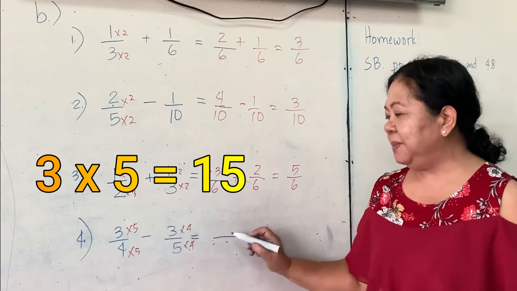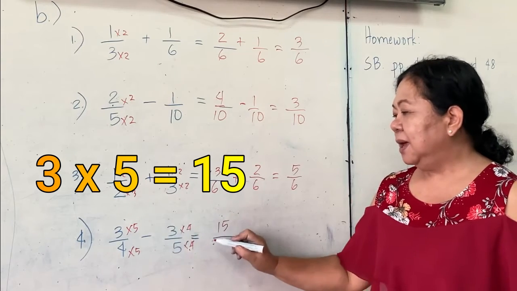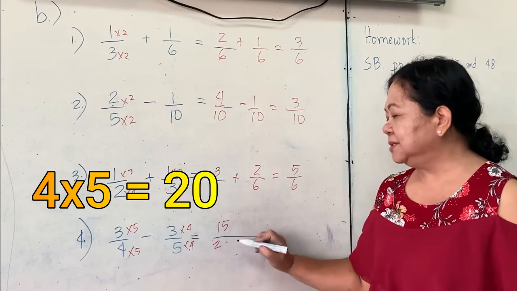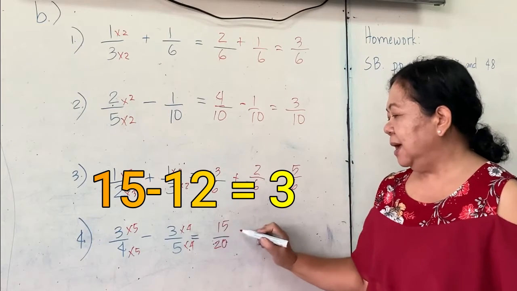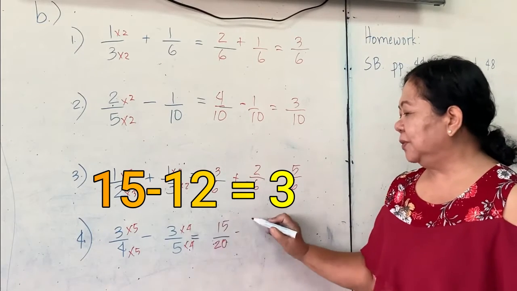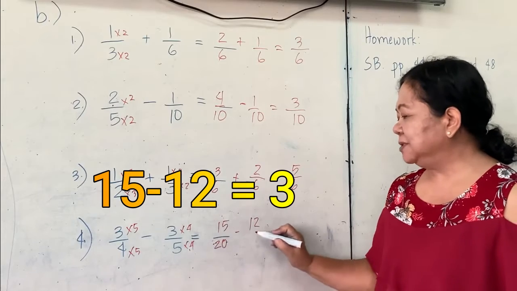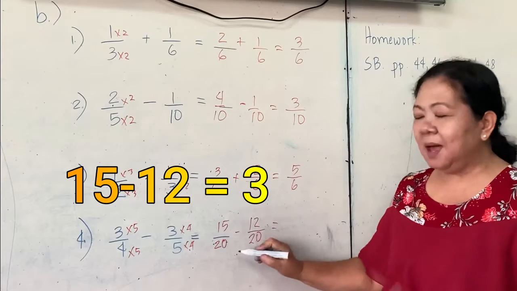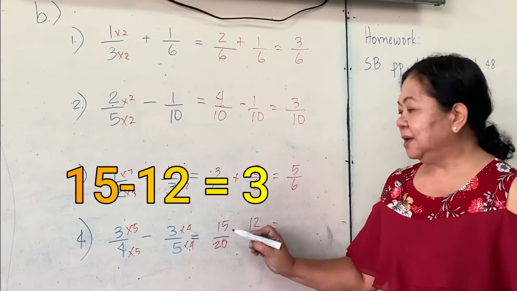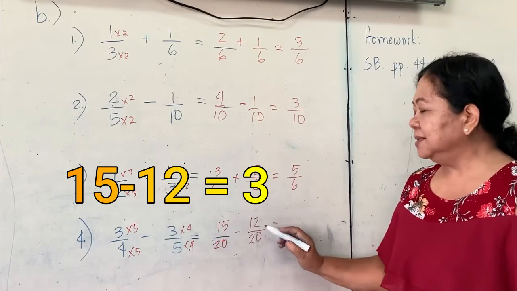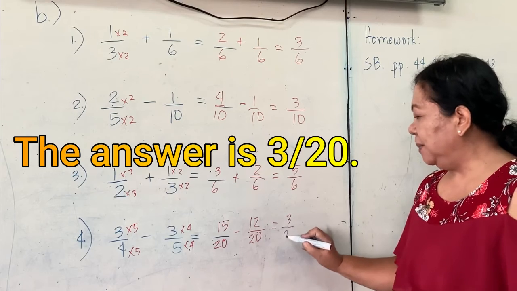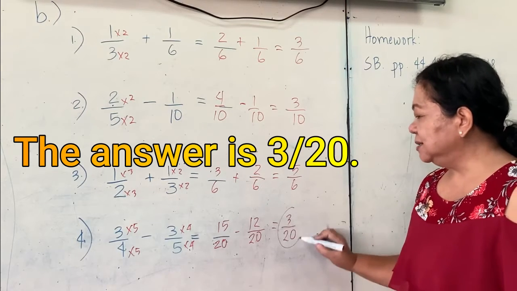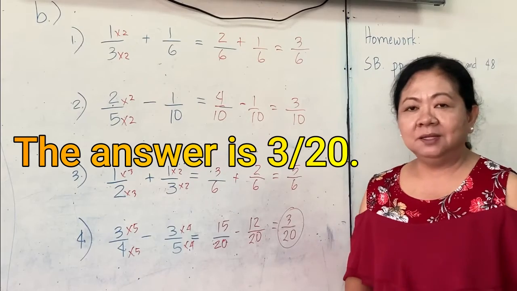3 times 5 is 15. And 4 times 5 is 20. Then, minus 3 times 4 is 12. 5 times 4 is 20. Now, we have the same denominators, 20. So, 15 minus 12 is 3 over 20. So, the answer is 3 over 20.